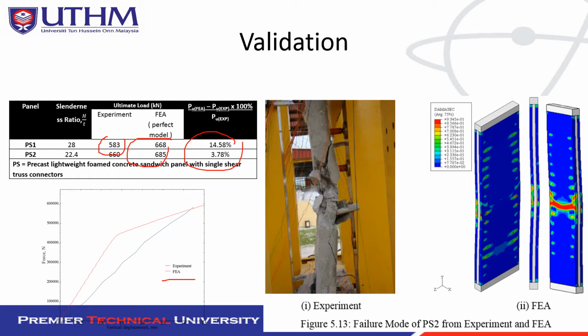However, sometimes for the finite element you tend to get a stiffer result, because in finite elements there are no errors, everything is in perfect conditions. But in experiments you will always have errors, such as eccentricity and human error and so on, so it will not be 100% the same. Using these three components, which are the ultimate load, the displacement, and the failure mode, you can validate the data.